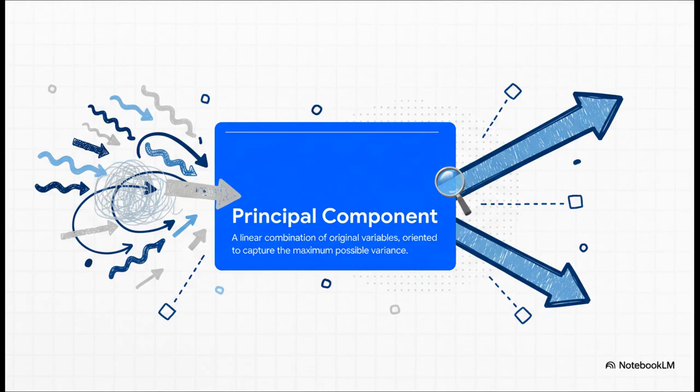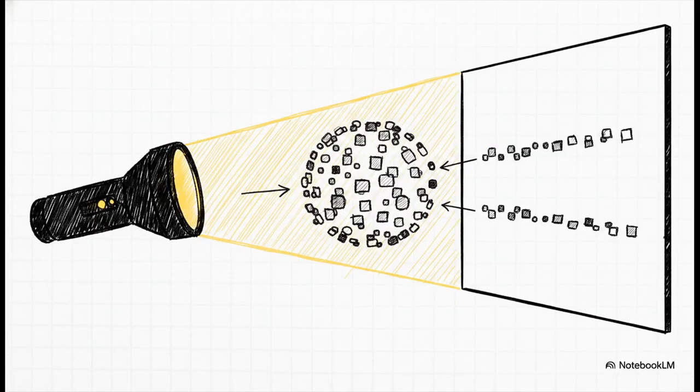Each one is a clever combination of all your original variables, specifically designed to capture as much of the data's story, or its variance, as possible. So the first principal component, PC1, grabs the biggest, most important piece of the story. Then PC2 comes along and grabs the next biggest piece that's left, and so on, until we've squeezed out all the important information.